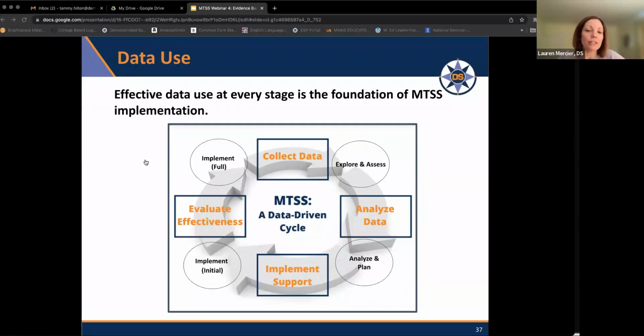Are the strategies and supports working in full? Are they working in part? Is something still missing? Right. So we want to make sure that we're really taking that into consideration and honest with ourselves about how our supports are working. Right.